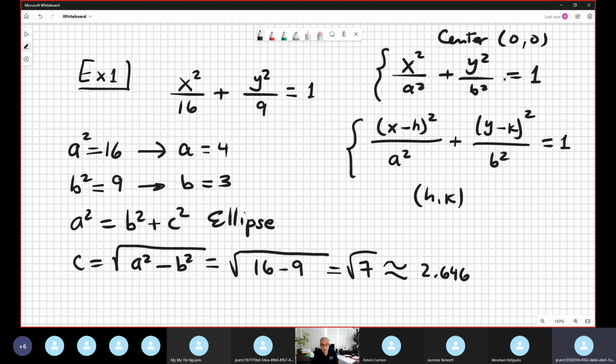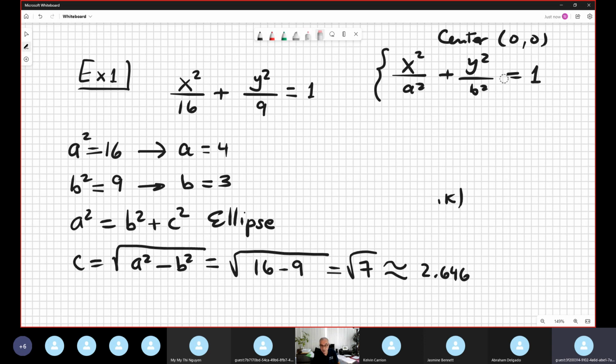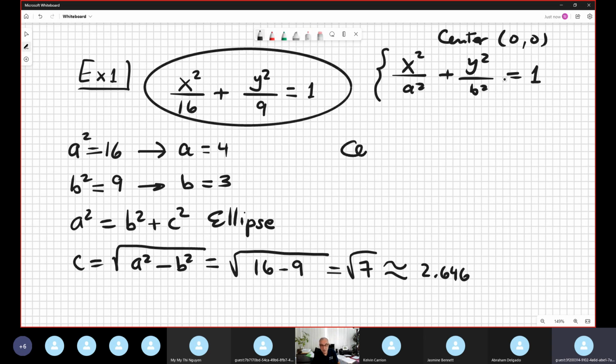In this example, fortunately, the center is located at the origin, 0, 0. Looking at the formula, you can see the center is at the point 0, 0, because h and k are not subtracting anything here, so it's 0, 0.